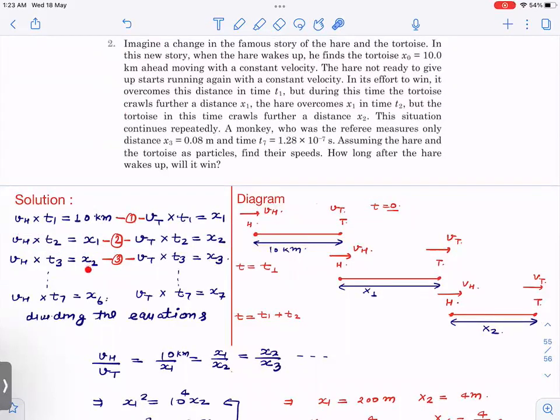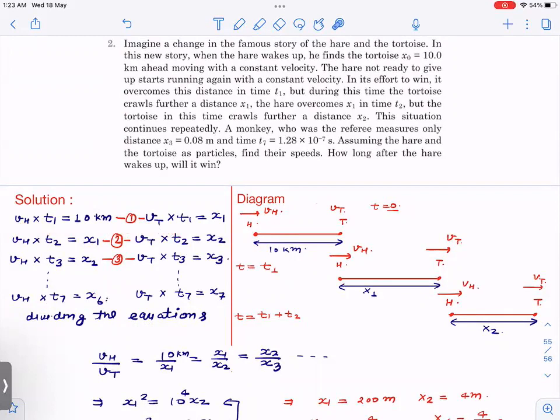So it continues, and up to T7 I have written because the T7 value is given. So VH into T2 you are getting as X1, T3 you are getting as X2. So here you will get T7 as X6, right? But in the case of the tortoise, VT into T7 is X7. Fine. So now we will divide these equations. These two equations I'm dividing. So what do you get?